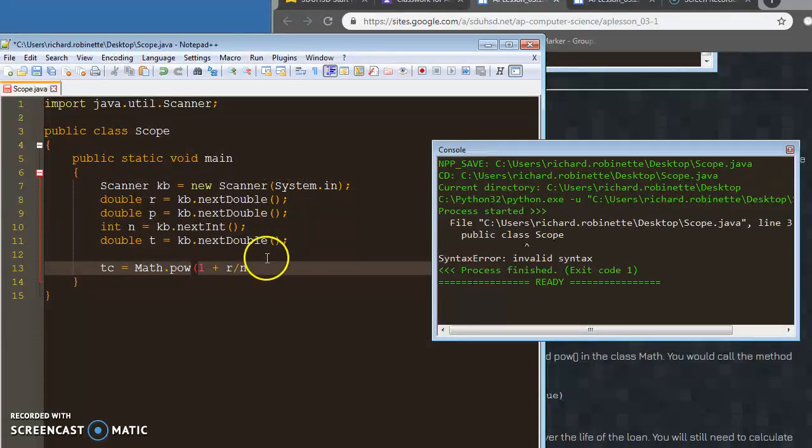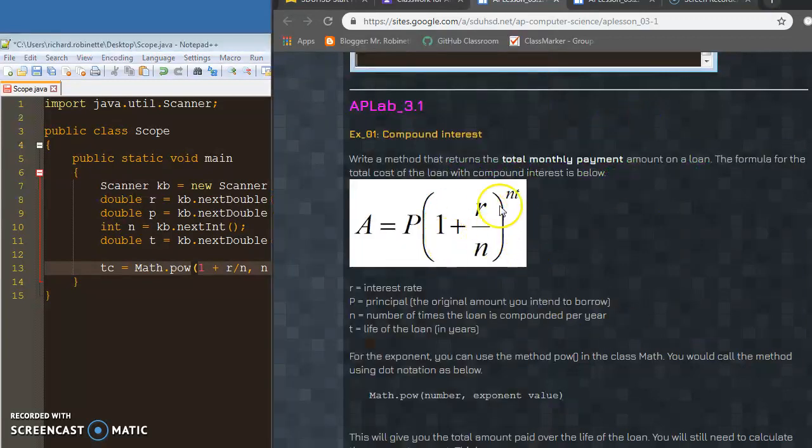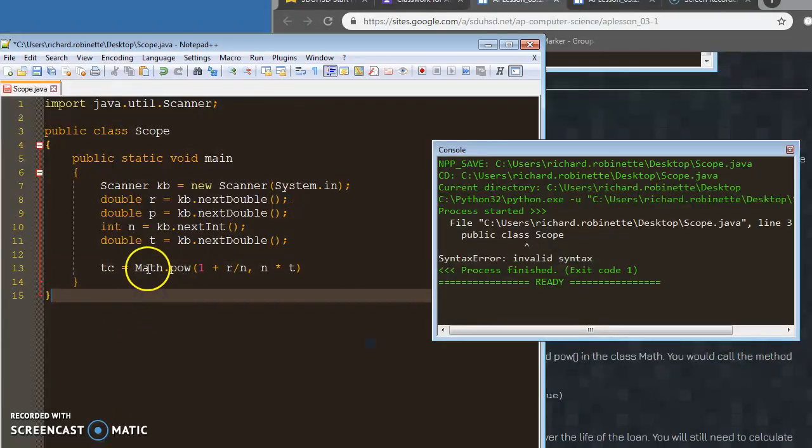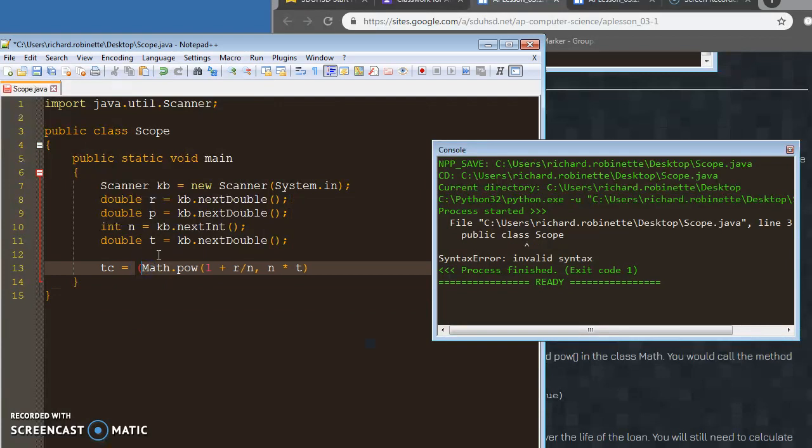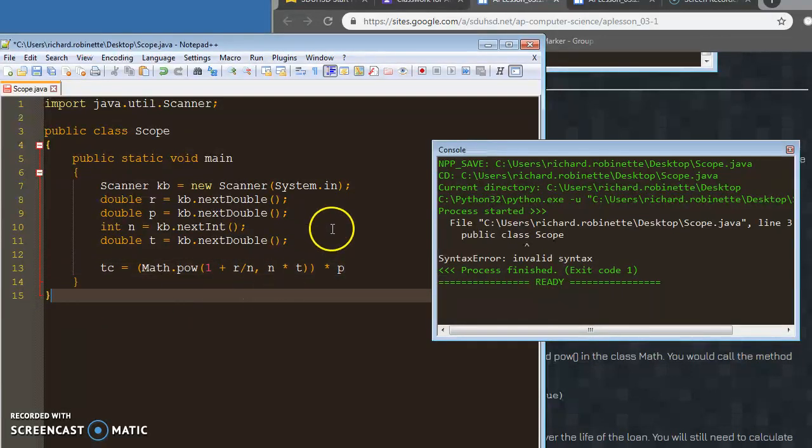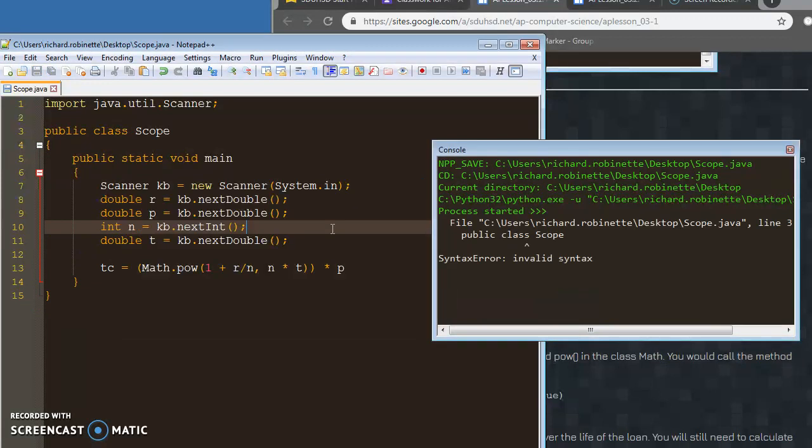The way math.pow works is I put my number here and the exponent I'm raising to after the first comma. Now, what am I raising the exponent to? N times t. So that takes care of more than half of this equation. Now all I have to do is close the entire thing in parentheses, multiply by p, and I'm done. So if I run this, oops.